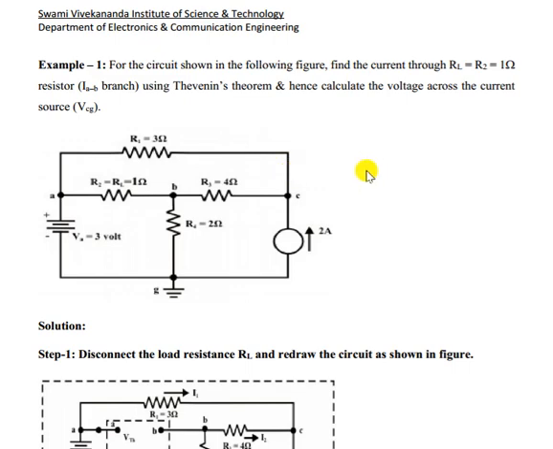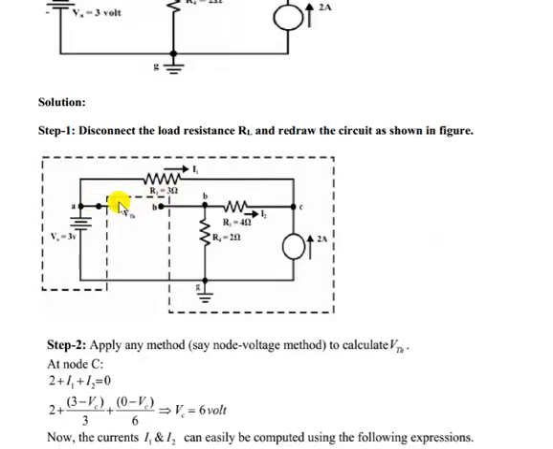So now let us take an example step by step. Suppose the first point is, in this circuit, you have to first find out where is the RL. Here you can see R2 equal to RL equal to 1 ohm. So this is your RL. The first point, you have to remove this RL. Okay, so RL is removed.